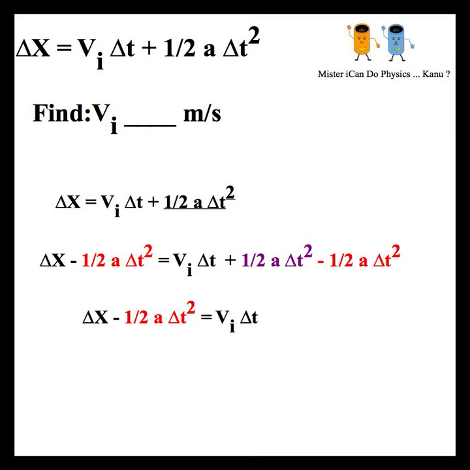So you'll notice we have a new equation and there's one more step. V sub i is not yet isolated, i.e. it is not by itself, so we simply have to do what? Divide both sides by delta t, and we would get the following result. The delta t's basically cancel out on the side where v sub i is located and gives us our final relationship where v sub i equals delta x minus 1/2 a delta t squared all over delta t.